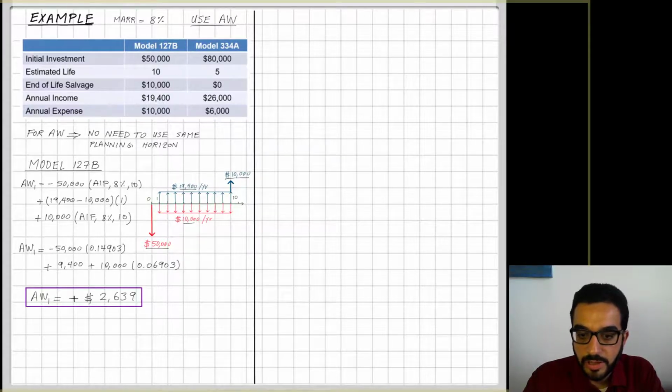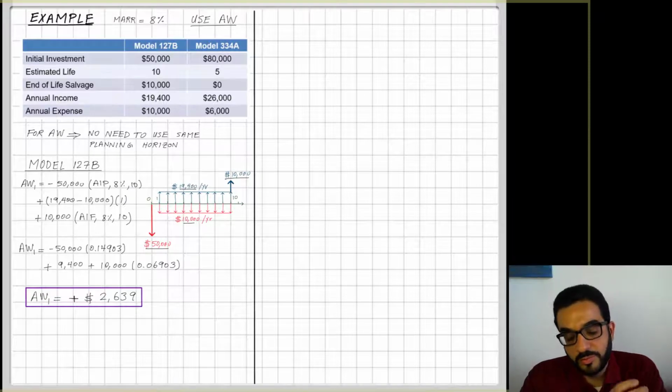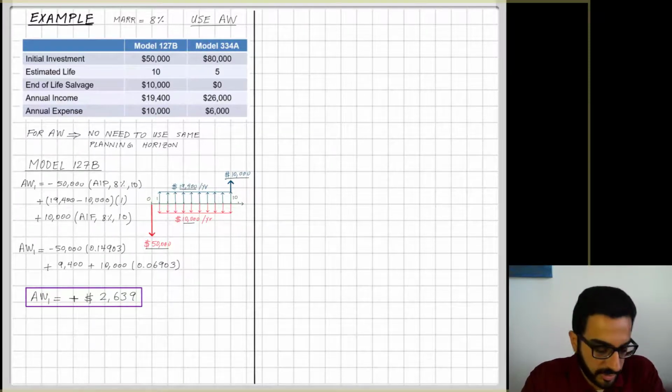You can note here that I got the net uniform series of 9,400 out of the 19,400 income and 10,000 annual expense. So I end up here with a positive annual worth of 2,639. This means that the bakery, if they decide to use model 127B, will get back a return that's 8% and even more. So they will get maybe 9%. We don't know. We will learn about this in internal rate of return. So this is the first model.